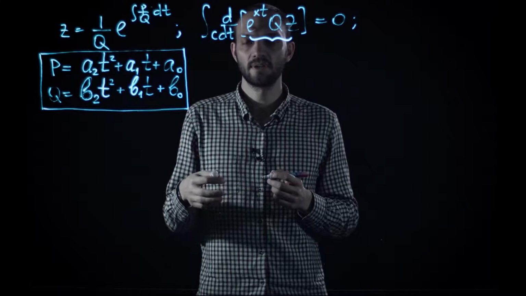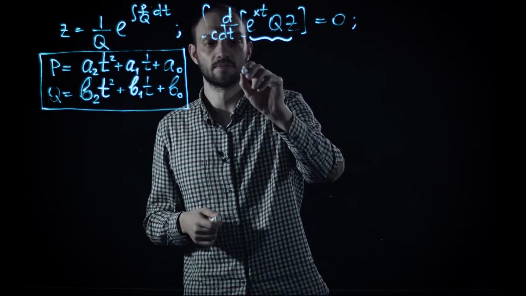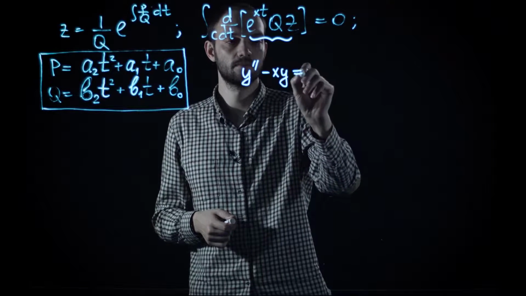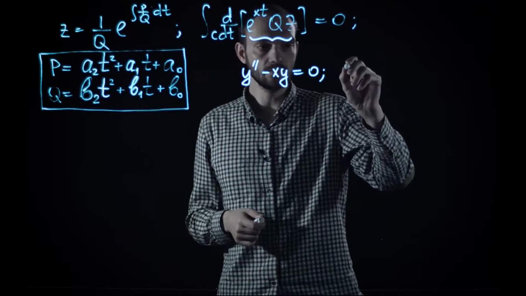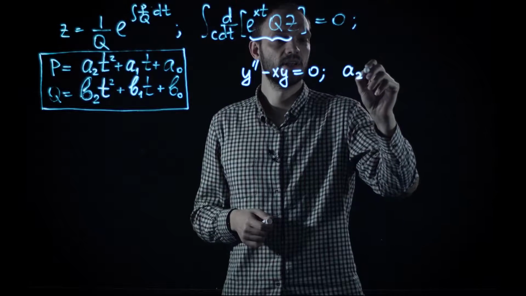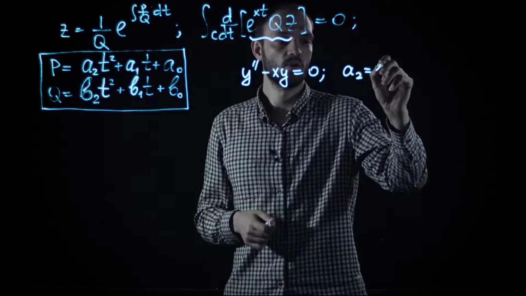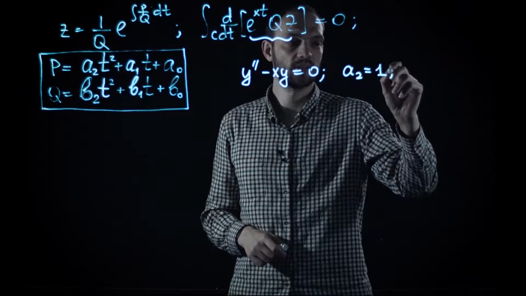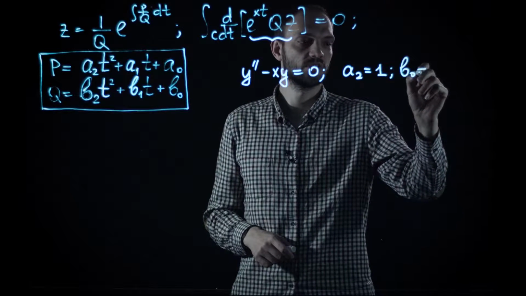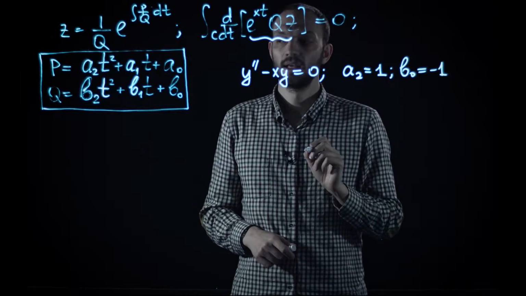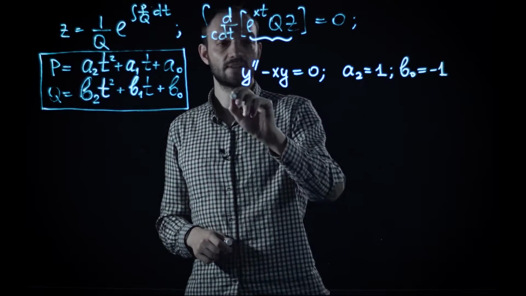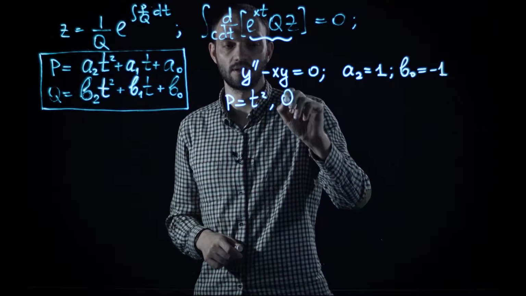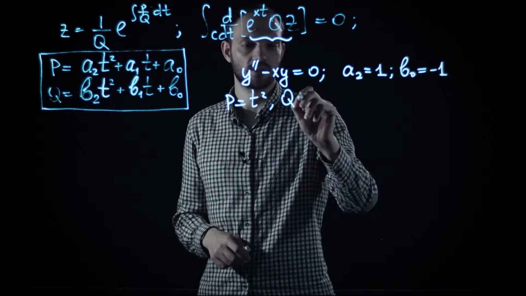Let us now try to apply this technique for the Airy equation. As you remember, it's of the following form. And as we have discussed in the very beginning, for this equation, the only non-zero coefficients are a2, which is equal to 1, and b0, which is equal to -1. So this means that p is equal to t squared and q is equal to -1.